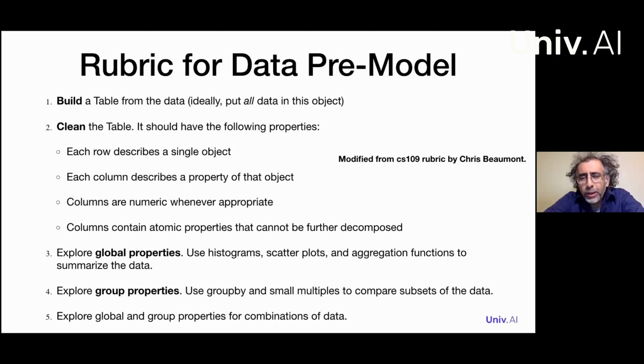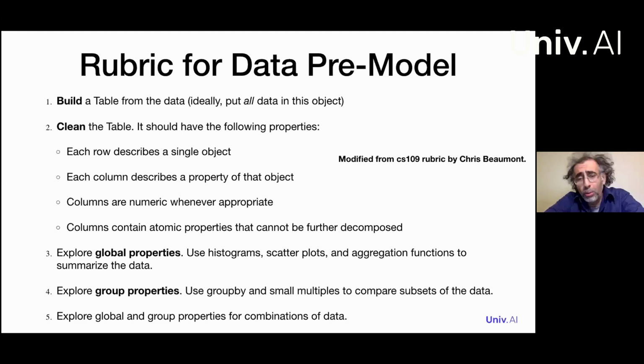The columns should contain atomic properties that cannot be further decomposed. So you don't want, as much as possible, things like lists in any one cell of a particular column. You don't want multiple prices in one place. If you're going to have to model multiple prices because you're offering different kinds of discounts to different people, you should model those as separate rows. That's the idea behind that. We'll see some of this as we go further.